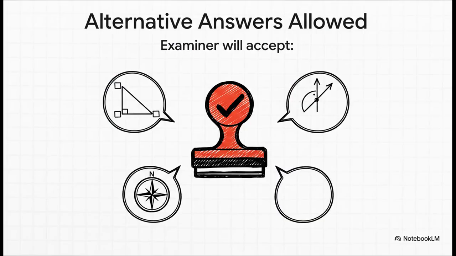But here's the really important bit. What if your drawing isn't perfect? Or what if you decide to calculate it instead? Well, this is vital. The mark scheme explicitly allows a precise answer calculated using Pythagoras. It'll even accept an angle measured from the vertical instead of the horizontal, or a bearing. Knowing these alternatives can save your skin.